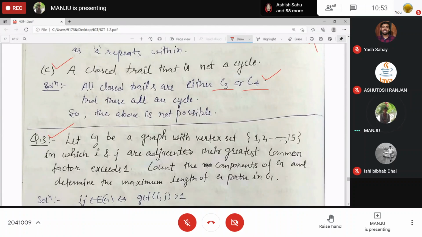This question itself. G is a graph with vertex set 1, 2, 3, 4 up to 15. 15 vertices it has. That means the order is 15. In which i and j are adjacent if and only if their GCF, greatest common factor, exceeds 1. Count the number of components. First you need to draw the graph. Only then you will be able to count the components, right? And determine the maximum length of a path.